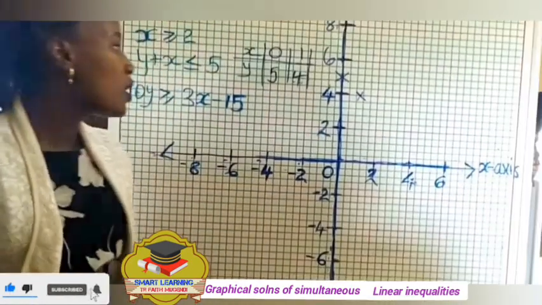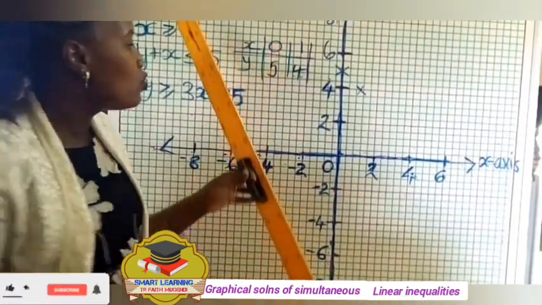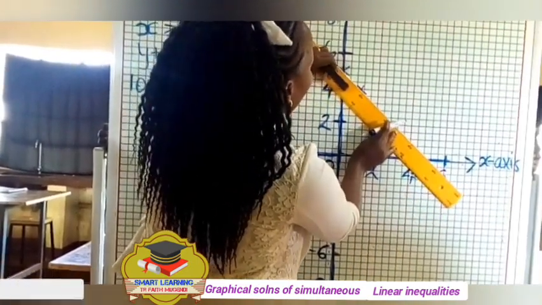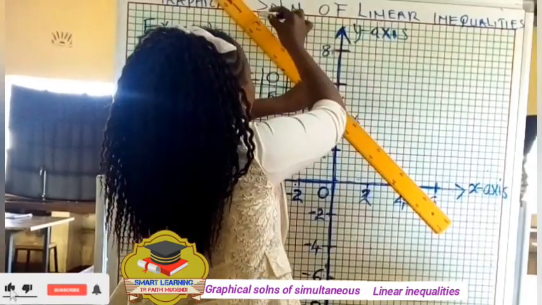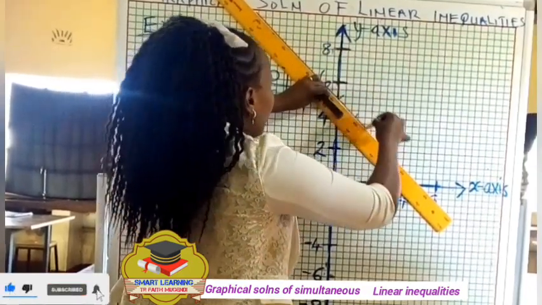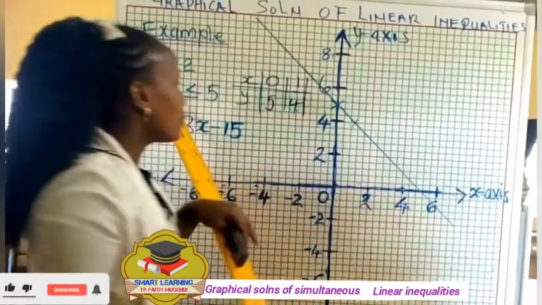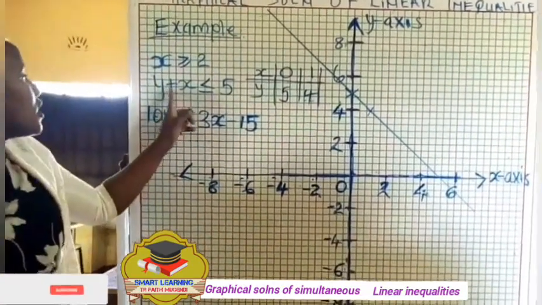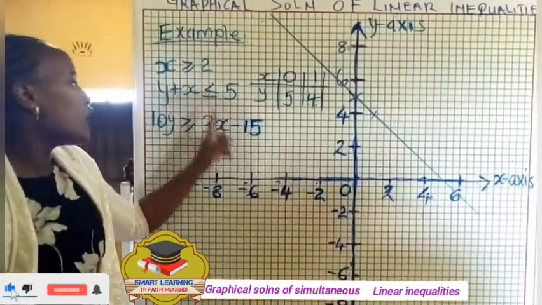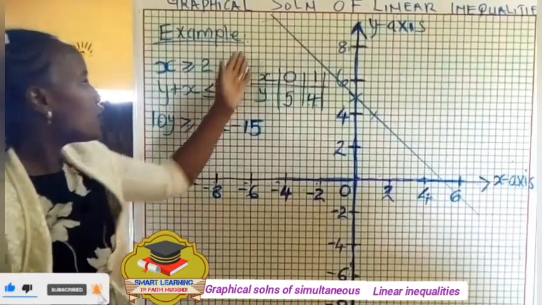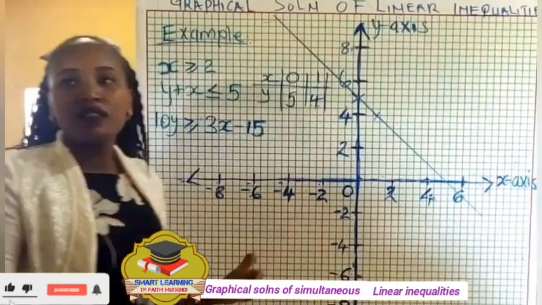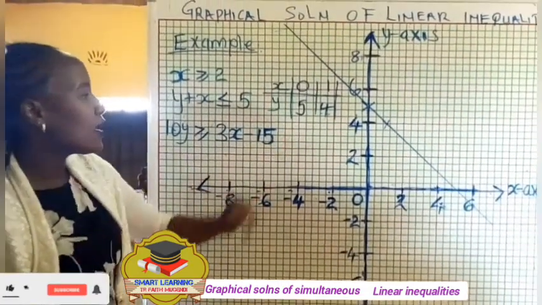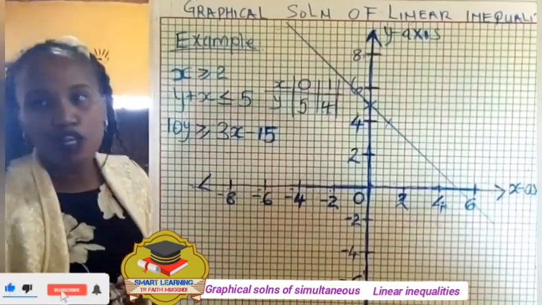With those 2 points, we are going to use our ruler to join the points, draw our line, and extend it. Okay? Why is the line continuous? The line is continuous because the inequality involves the equal sign. That means all the values along that line satisfy that inequality. Are we together? Yes.